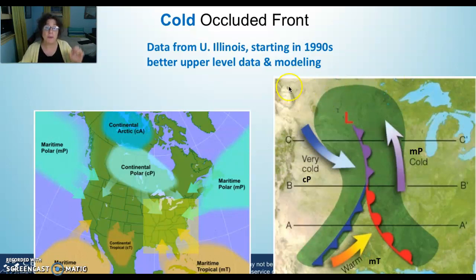I mentioned this before. Cold occluded fronts now have better upper level modeling and data, so we're starting to find them, particularly in the Great Lakes. Let's go on to warm occluded fronts next.